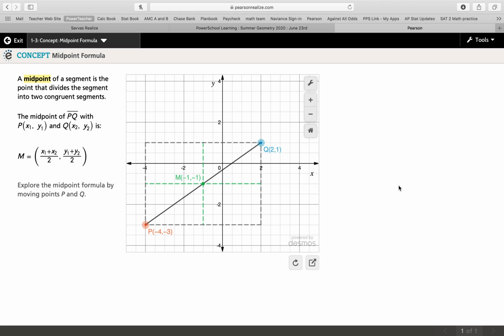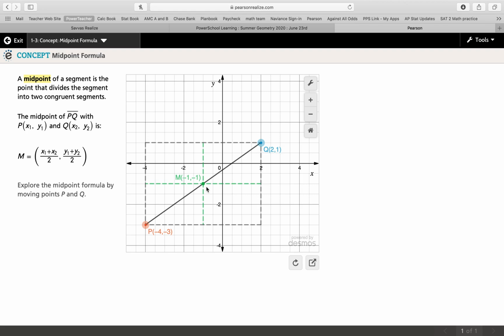This section is all about midpoint and distance, finding a point between 2 points and finding the distance between 2 points. So we have a couple of formulas we need to know. First is the midpoint formula. A midpoint of a segment is the point that divides the segment into two congruent segments. Looking at this image, we have point P and point Q, and point M is the midpoint.